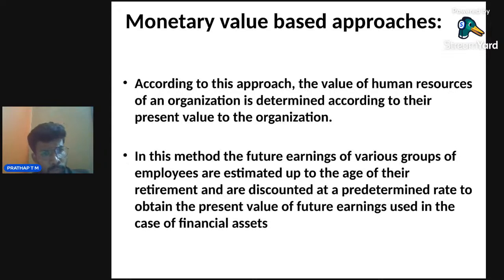The monetary value approaches determine the present value of human resources that the organization bears over the entire working life of an employee. Let's take an example: if an employee joins an organization at the age of 30 and the retirement age is 60, until that year, what benefit does the organization get from that person, and what would be the present value of that?